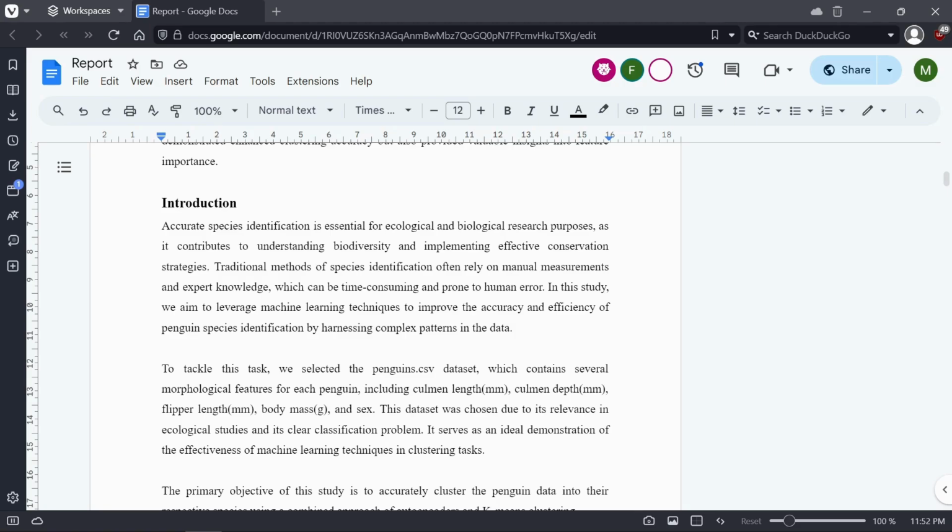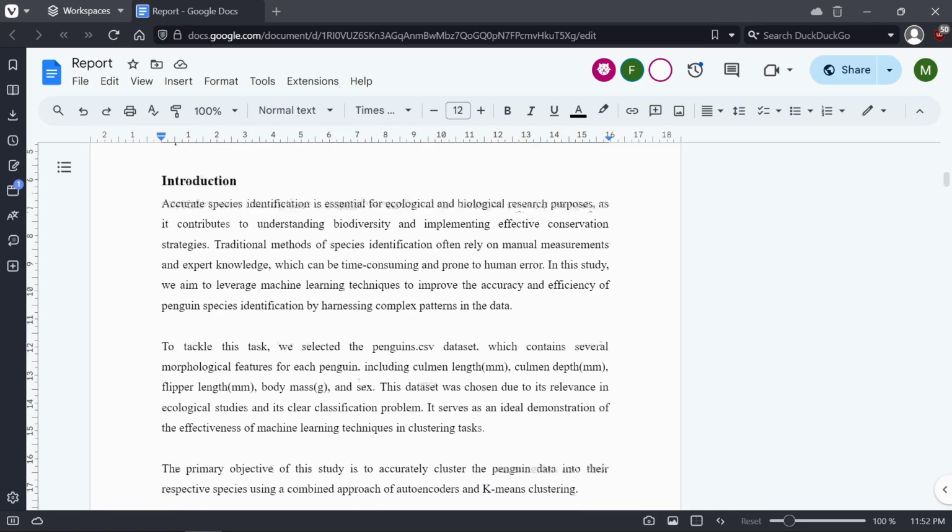Traditional methods of species identification often rely on manual measurement and expert knowledge, which can be time-consuming and prone to human error. In this study, we aim to leverage machine learning techniques to improve the accuracy and efficiency of penguin species identification by harnessing complex patterns in the data.